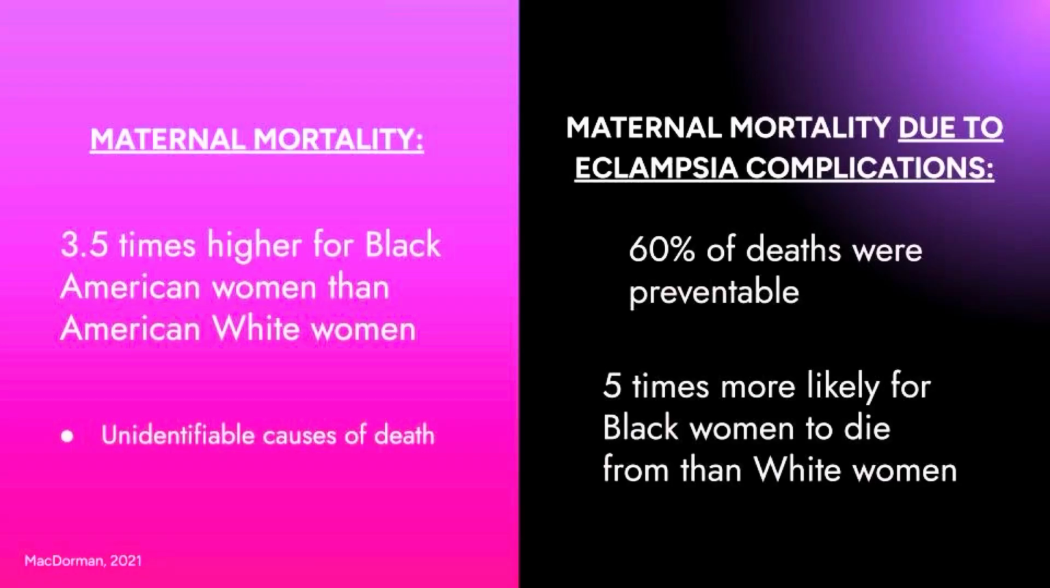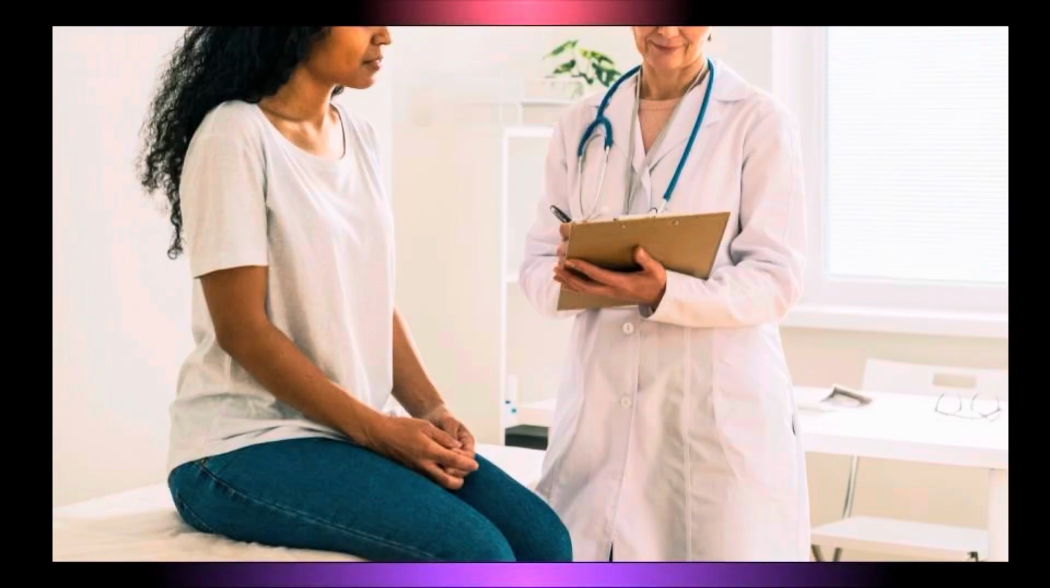The data MacDorman uncovered determined that 60% of maternal deaths due to eclampsia were completely preventable. Maternal mortality rates for these causes of death were actually 5 times higher for Black women than white women, in contrast to the original 3.5. This undoubtedly indicates the presence of implicit bias and negligence within our country's medical system.